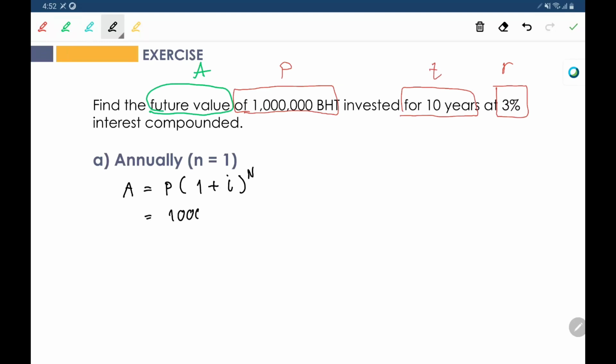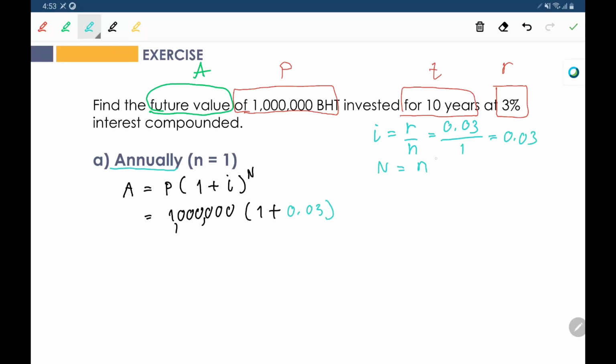P is 1 million baht. 1 plus i, here i comes from R over n. R is 0.03. For n, you have to see how many times the interest will be calculated. It says annually, which means only one time, so n is 1. So your i is 0.03. And capital N here means the number of times to count the interest times T. There is only 1. How many years? 10 years. So N is 10, to the power of 10. Then you can use the calculator.